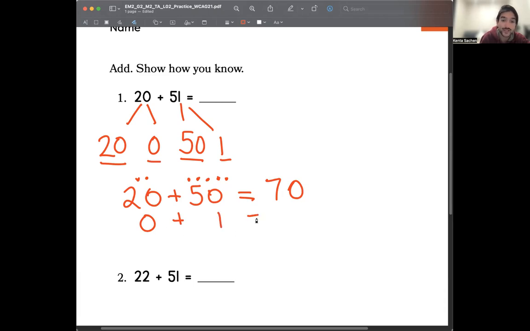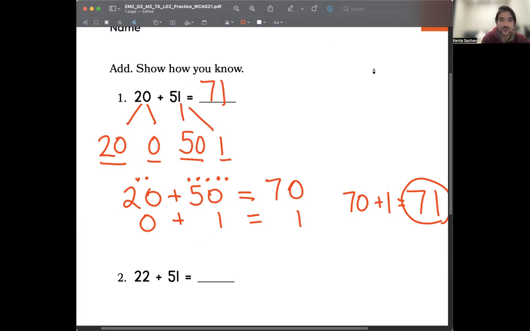0 plus 1 is equal to, everyone, 0 plus 1? Nice, right? 1. Perfect. Last step that we're going to do is we're going to add our 10 answer and our 1 answer. 70 plus 1. And what is 70 plus 1? 71. That's our answer, right? So now all we got to write is 20 plus 51 is equal to 71.